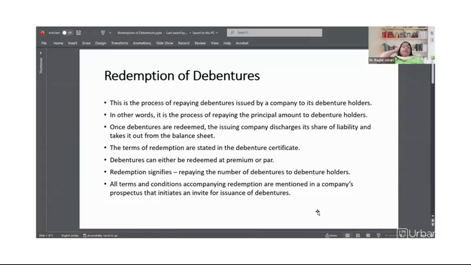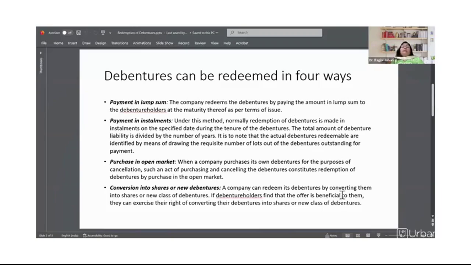Then redemption signifies repaying the debentures to the debenture holders. All terms and conditions accompanying redemption are mentioned in the company's prospectus that initiates an invite for issuance of debentures. Now, these debentures can be redeemed in four ways. First, payment in lump sum. The company redeems the debentures by paying the amount in lump sum to the debenture holders at the maturity thereof, as per the terms of issue.